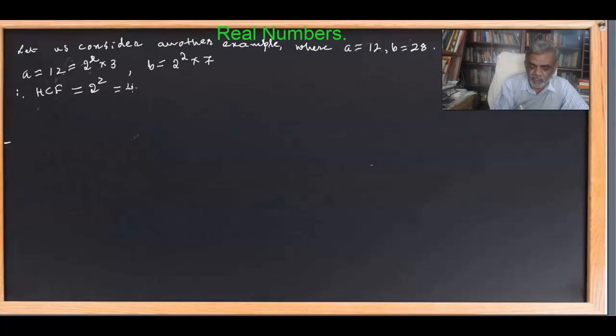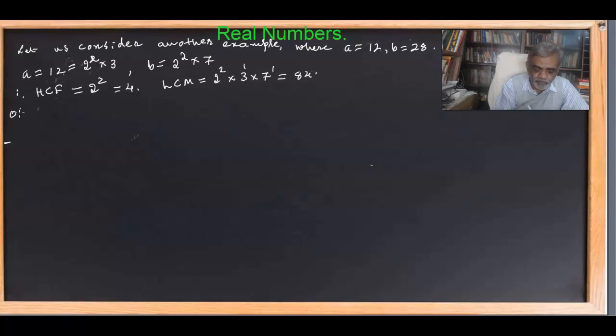that is 4. And LCM is equal to the highest power of the factors involved in both of these, that is 2 raised to 2 into 3 raised to 1 into 7 raised to 1. That is 2 raised to 2, 4, 4 into 3, 12, into 7, 84.